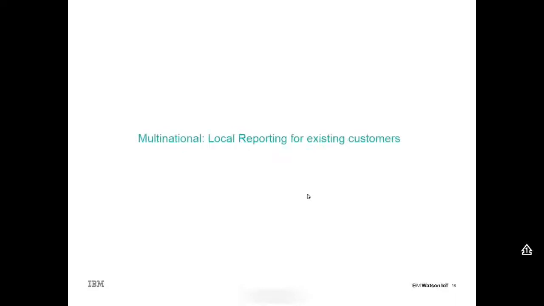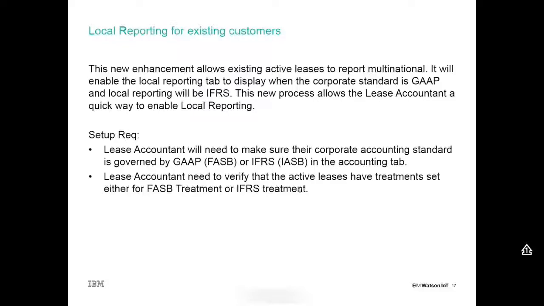So now we'll go through multinational or local reporting for existing customers, since existing customers already have data in their system. This new enhancement allows existing active leases to report multinational. It will enable the local reporting tab to display, like how Nithya mentioned, when a corporate standard is GAAP and local reporting will be IFRS. This new process gives the lease accountant a quick way to enable local reporting on leases that are already activated.